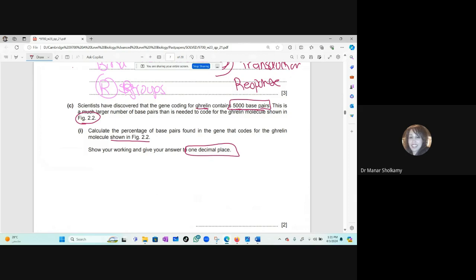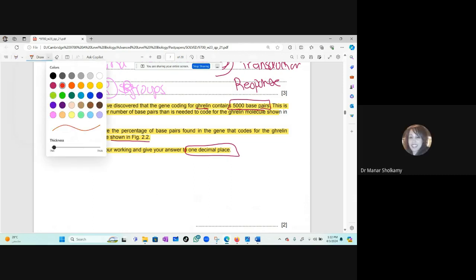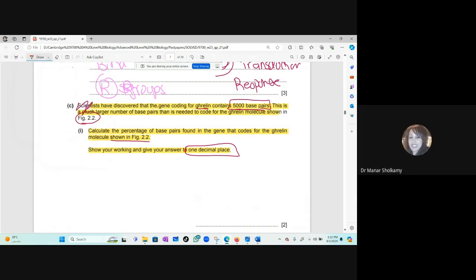Noor, what will you do? This is a very tricky question. You should highlight it. What will you do? 5,000 divided by 3. 3 is the number of bases for one amino acid.